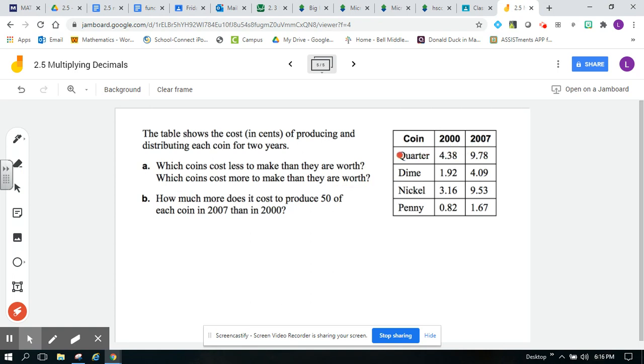So a quarter costs, this is the cost in cents. So a quarter costs 4 cents and 38. So this is in cents, not dollars. We're normally used to looking at dollars. Oh, I do not like this problem.